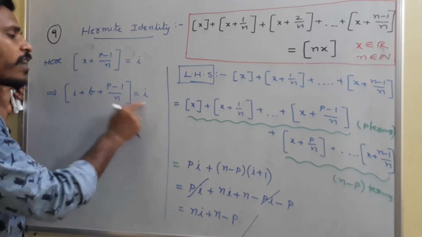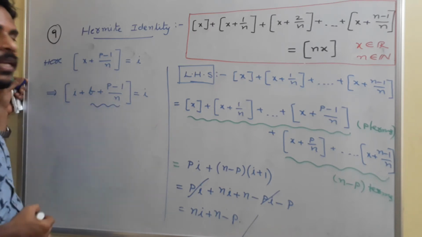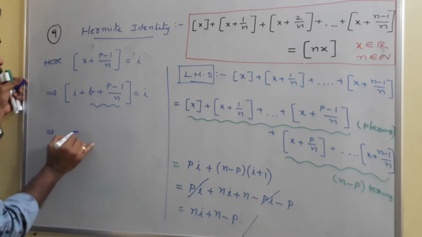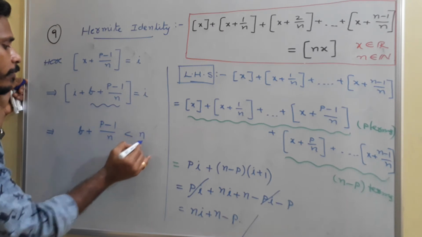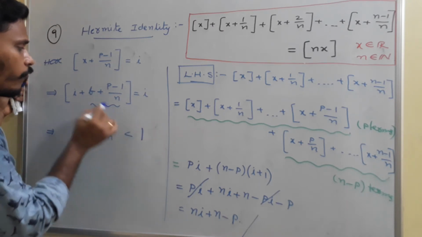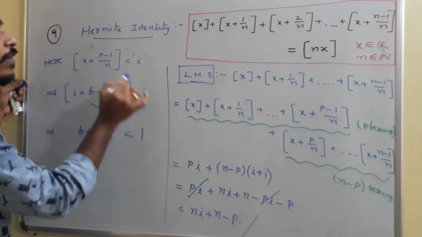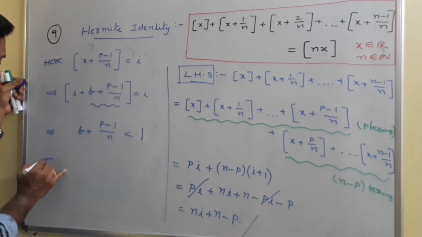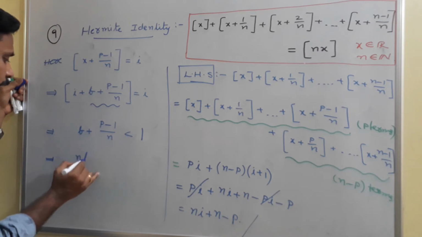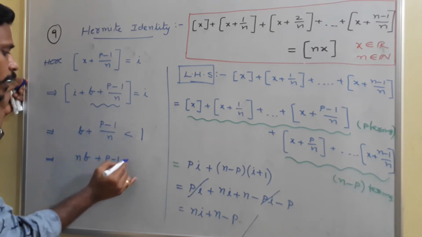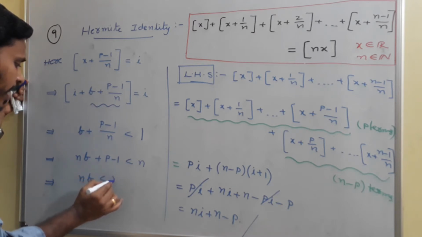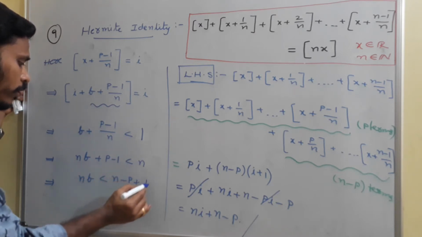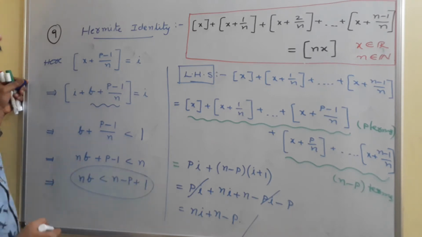Since its step value is i, this fractional part must be less than 1. And that implies f plus p minus 1 by n is less than 1. If this fractional part is less than 1, then only I will get the step value as i, right? And if you simplify, multiplying everything with n, nf plus p minus 1 is less than n. Just think about it. Sending these two terms to that side, I have that nf is less than n minus p plus 1.